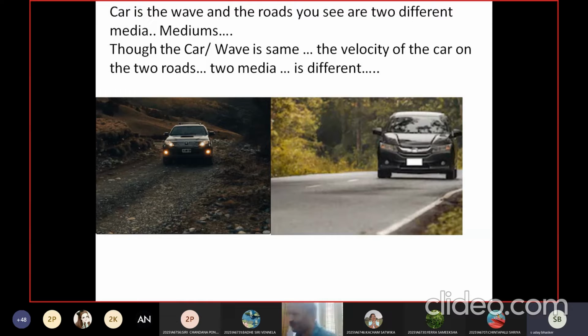That means this is your light ray. When it is in the left-hand side medium, its velocity is less, that is, in a denser medium. And when it is on the black top road, its velocity is more. That's how you should look at it when the wave is propagating from one medium to another. Here the wave is your car. The media are the roads. So when you change the medium, the velocity of the car changes. Whenever the wave propagates from one medium to another medium, there will be a change in velocity.